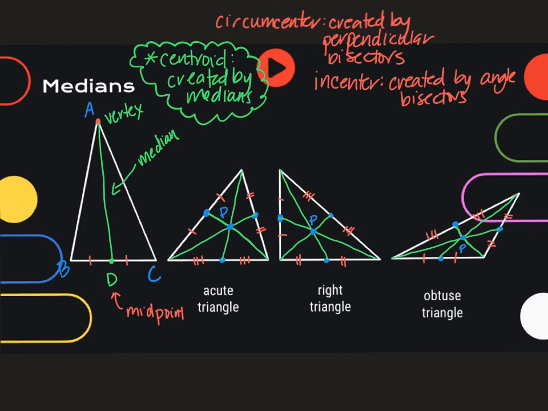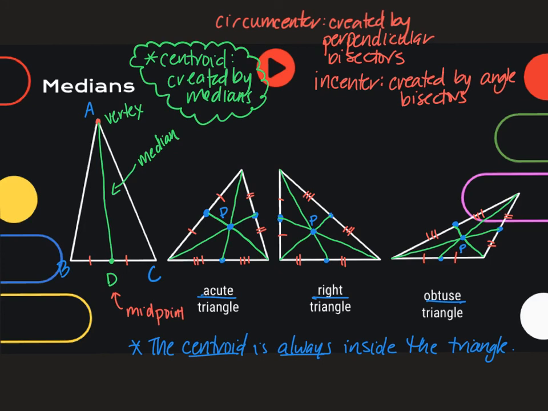So what I'd like you to notice here is that regardless of the type of triangle, regardless of whether the triangle is acute, right, or obtuse, the centroid always falls inside the triangle, which is a similar characteristic to the incenter. But recall how sometimes the circumcenter could fall outside the triangle.